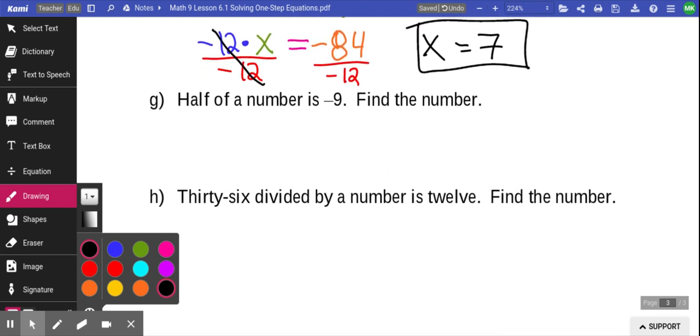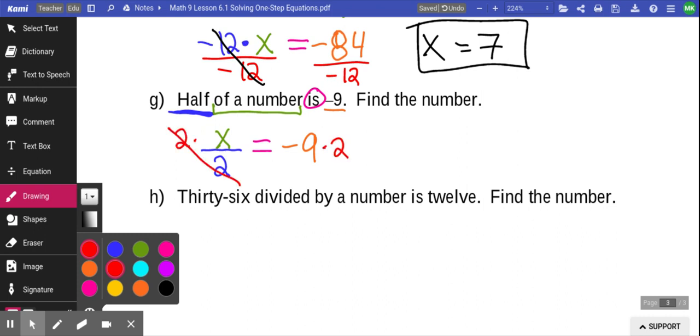Awesome. G, half. That's a tricky one. Half means to divide by 2. Right? So half of a number, so a number divided by 2, means equals negative 9. That's a tricky one. So half of a number means you have something divided by 2. To get that x by itself, I'm going to multiply both sides by 2, so the 2s cancel, and I'm left with x equals negative 18.